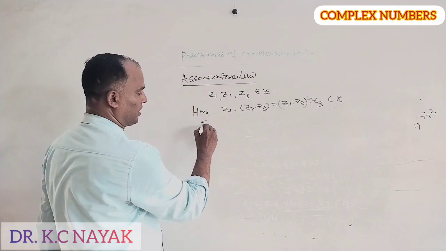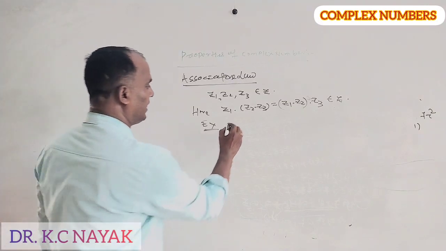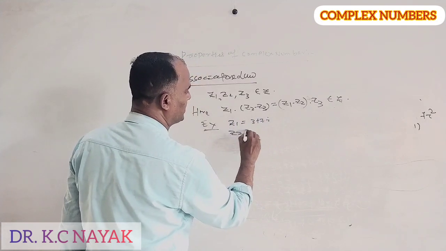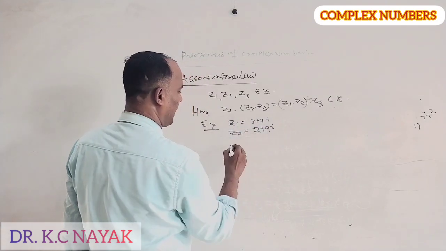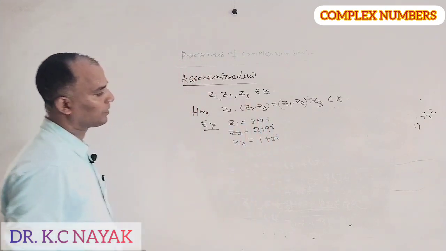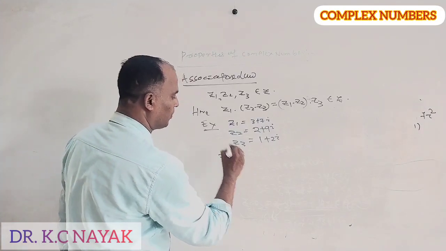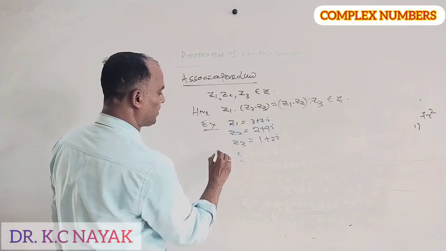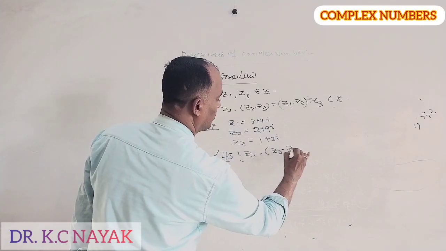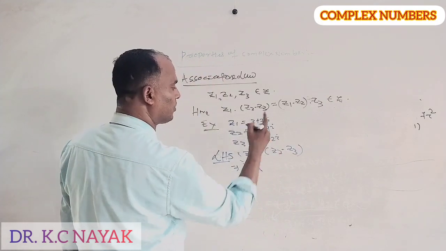We take an example, please. Let Z1 is equal to 3 plus 7i, Z2 is equal to 2 plus 9i, Z3 is equal to 1 plus 2i. Now we justify this rule. We can take the LHS part of this. So what? Z1 into Z2 into Z3.